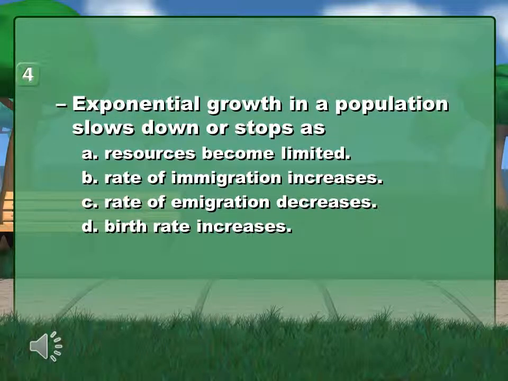Exponential growth in a population slows or stops as A. Resources become limited, B. Rate of emigration decreases, C. Rate of emigration increases, D. Birth rate increases. The answer is A. Resources become limited.